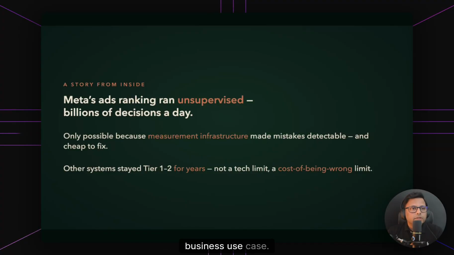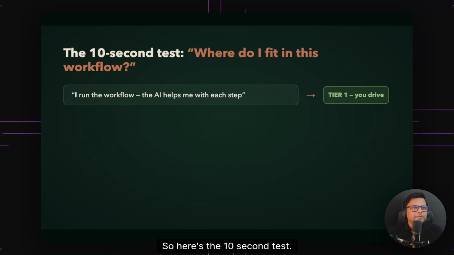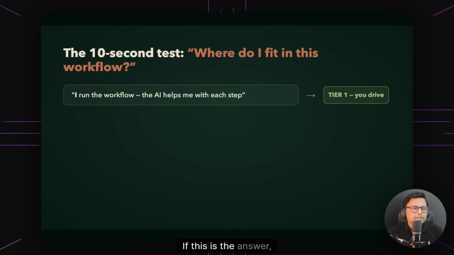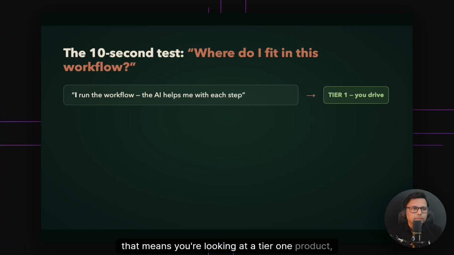For your business use case, the key important thing to remember is, how do you determine which tier you are looking for? So here's the 10-second test. Picture yourself inside the product workflow and ask yourself, where do I fit in this? There are only 3 answers possible. Answer 1, I run the workflow and the AI helps me. If this is the answer, that means you're looking at a tier 1 product.